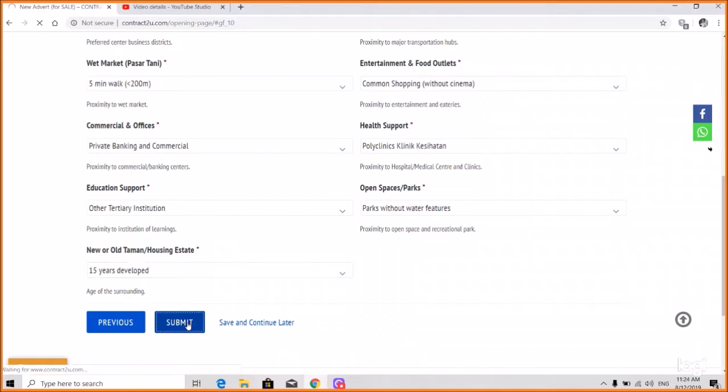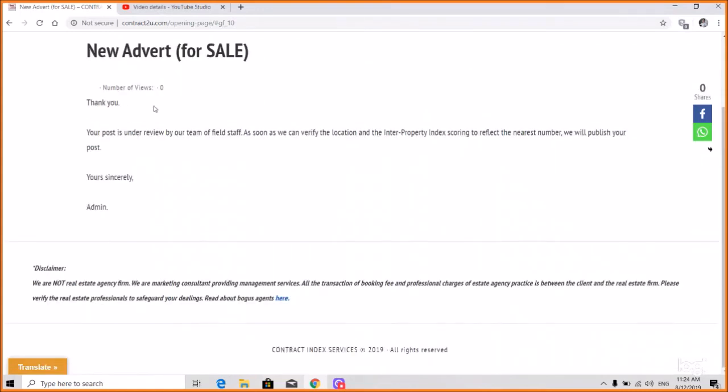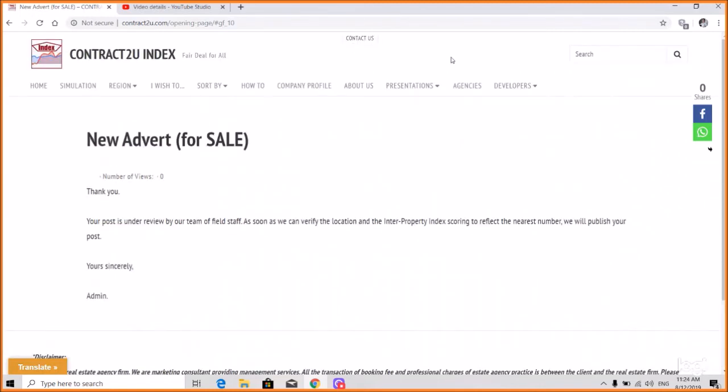The whole thing will be submitted into the website, and then I will show you how it will appear later on in the landing page. Now yes, it shows that you have posted and you are actually under review by the team in the webmaster, and then the scoring will be reflected in the nearest number and the post will be published. So let us go in. I will sign in to the back end to show you how it will appear.